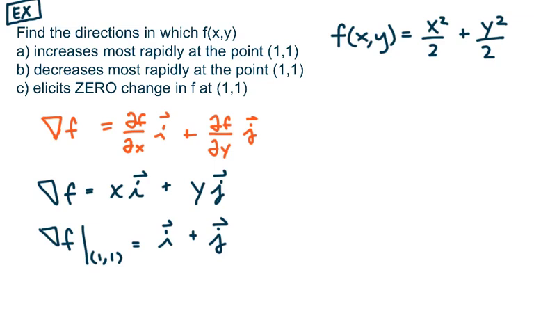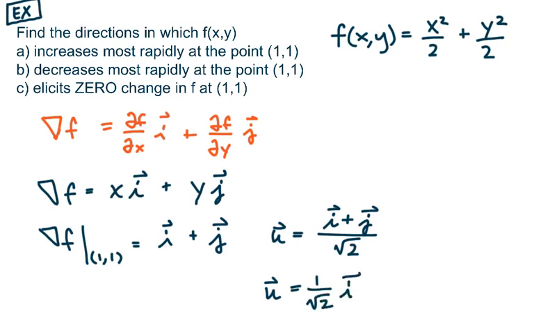What is the direction of this gradient vector? That's going to be u equals i plus j over its magnitude, and the magnitude of this vector is √2. So in this situation, it's increasing most rapidly in the direction of 1 over √2 i plus 1 over √2 j.